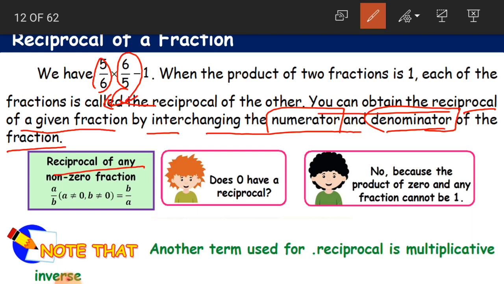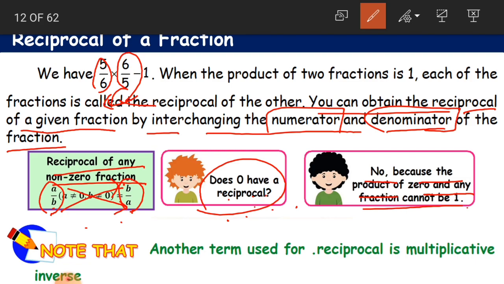See, for the reciprocal of any non-zero fraction, a by b is equal to b by a. Denominator becomes the numerator and the numerator becomes the denominator. Now what about 0? Does 0 have any reciprocal? See, does 0 have any reciprocal? No, because the product of 0 and any fraction cannot be 1.